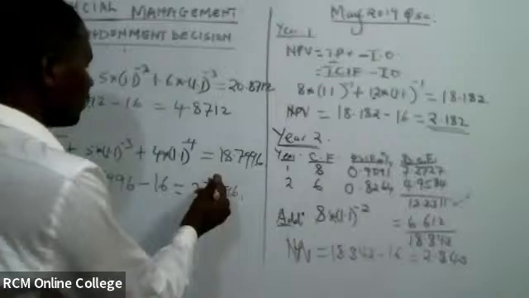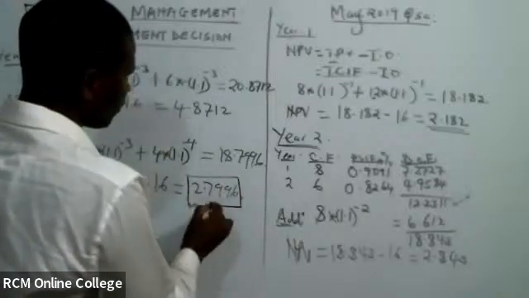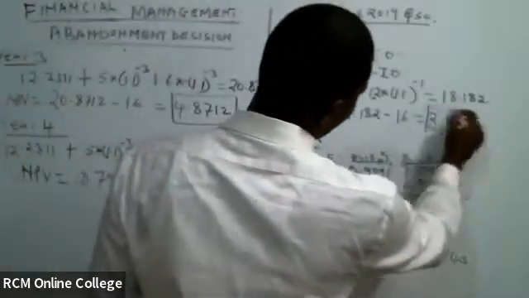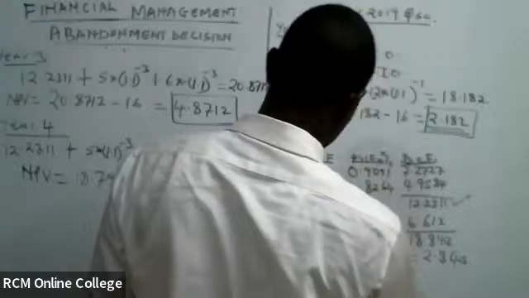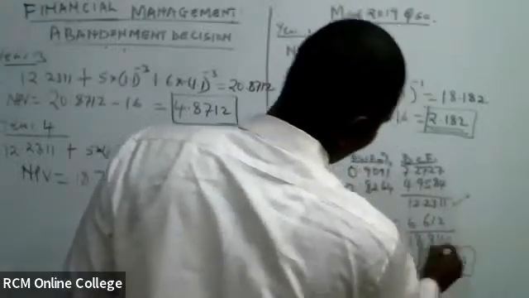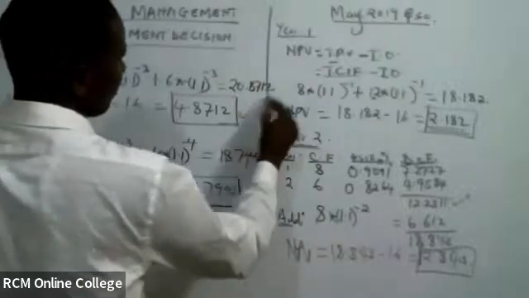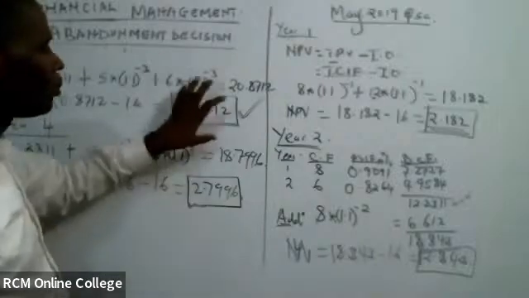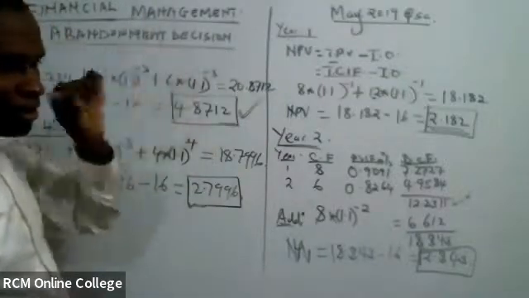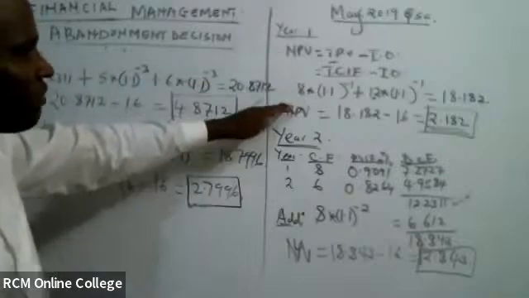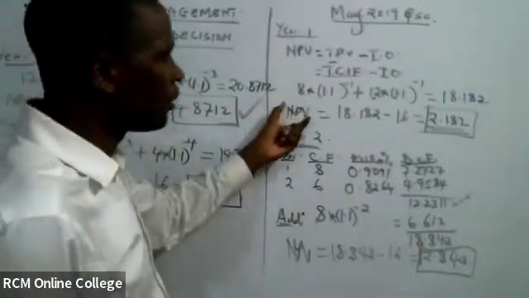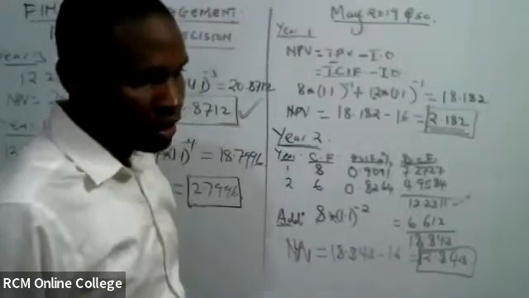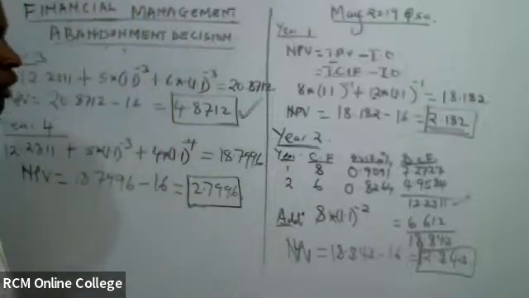So we just look at the NPV. So this year NPV is 2.7. This year NPV is 4 point something. This year it was 2, and this year it was 2 as well. So at this year, I can see that the NPV is the highest, and as we said that we should abandon when the NPV is high. So it is not advisable to abandon at this point. It is advisable to abandon at year 3.